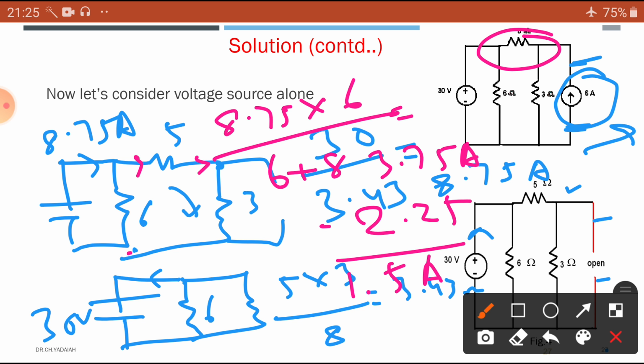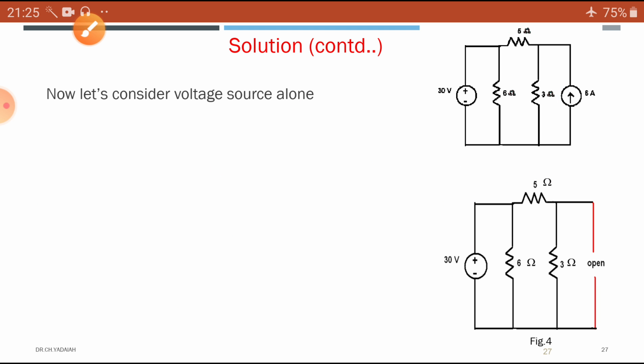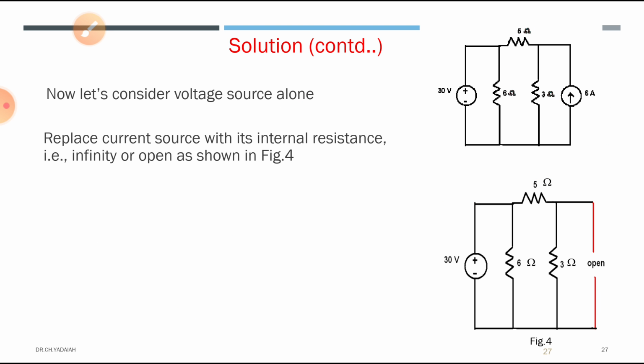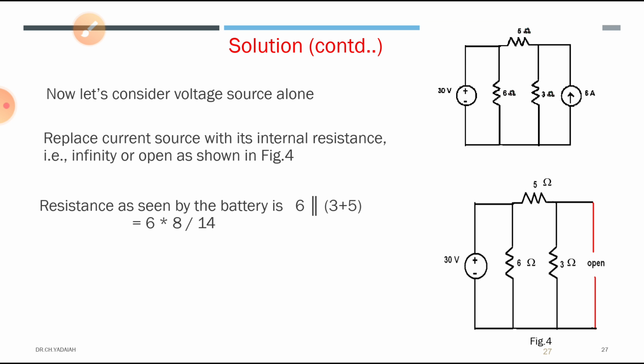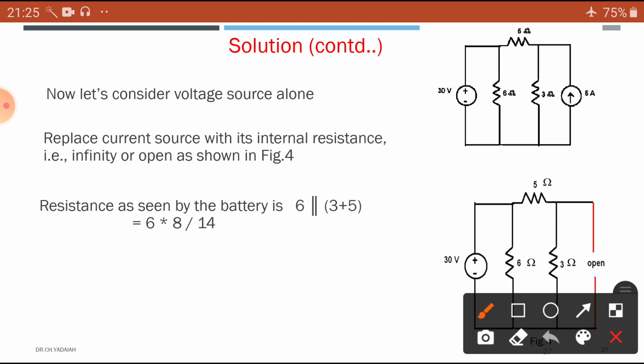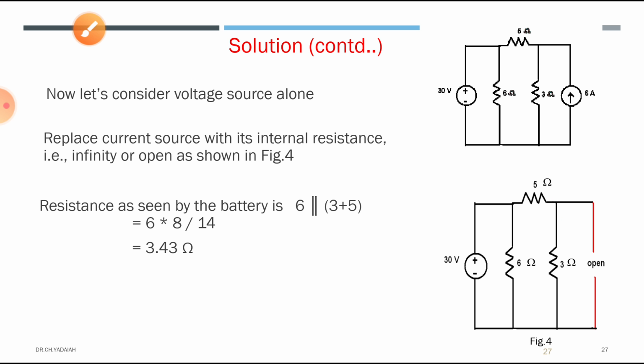Dear students, simple problems, you can see here. Now in this case what are we going to do? Replace the current source with its internal resistance, so here it is infinity or an open circuit due to the current source. The resistance seen by the battery is equal to 6 parallel with 3 plus 5. This is a series, and now this is connected in parallel. So we get the answer 3.43 ohms.